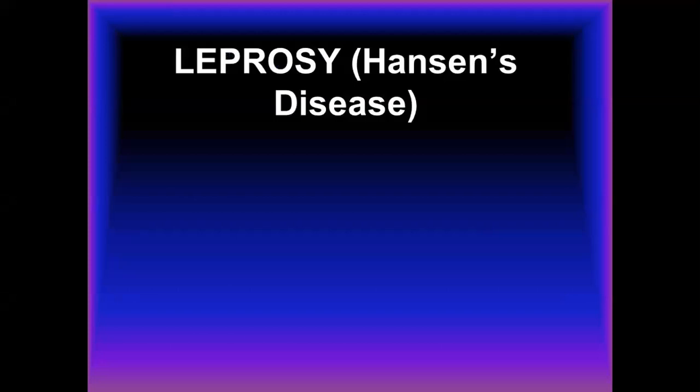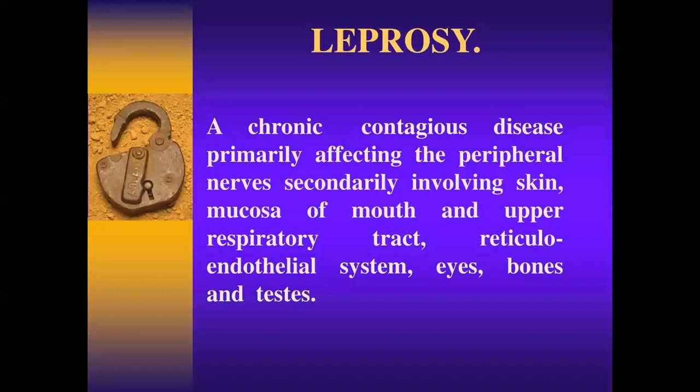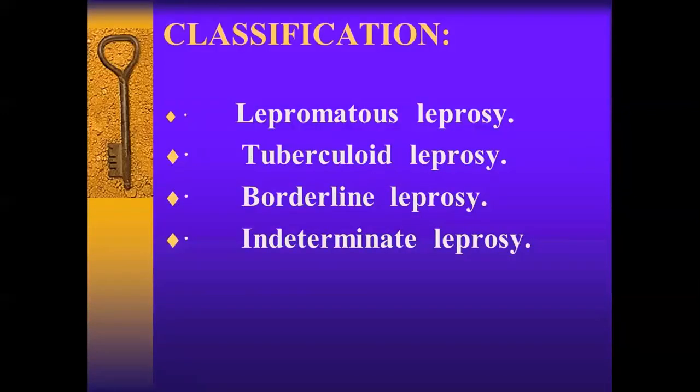Now, the disease which used to be called untreatable in the olden days is leprosy, also called Hansen's disease. What is that? It's a chronic contagious disease primarily affecting the peripheral nerves, secondarily involving skin, mucosa of the mouth, upper respiratory tract, reticuloendothelial system, eyes, bones, and testes. There are 4 classifications: lepromatous leprosy, tuberculoid leprosy, borderline leprosy, and intermediate leprosy.